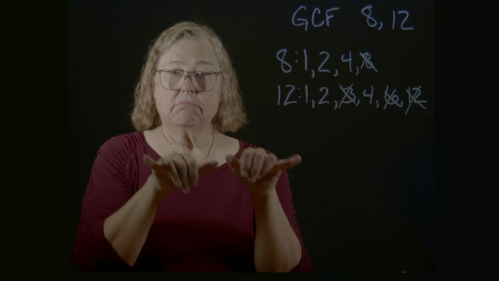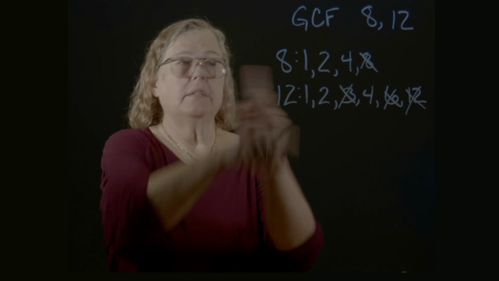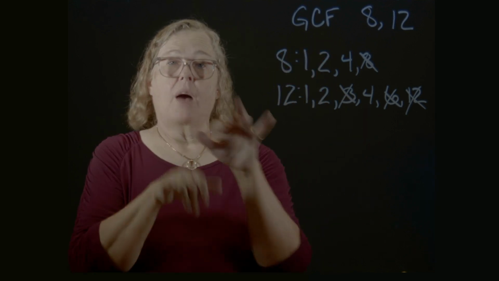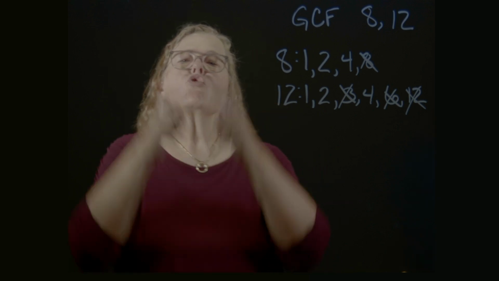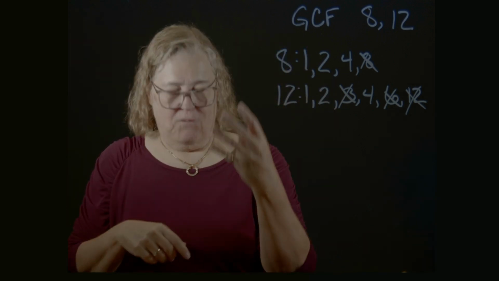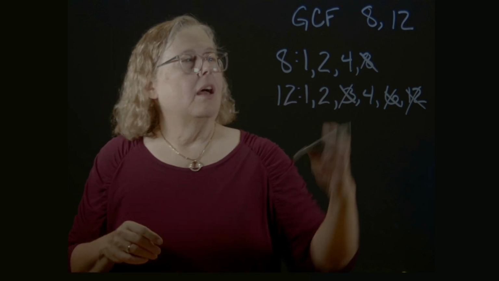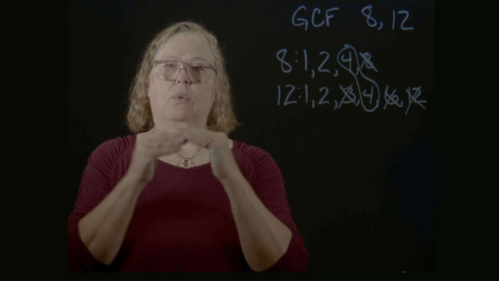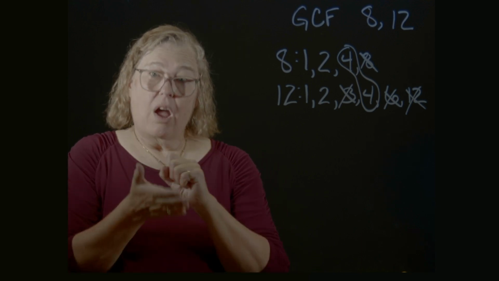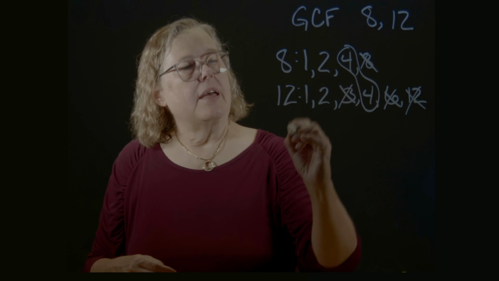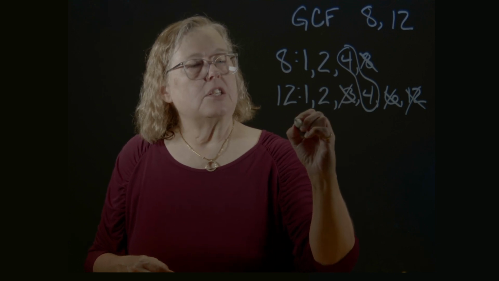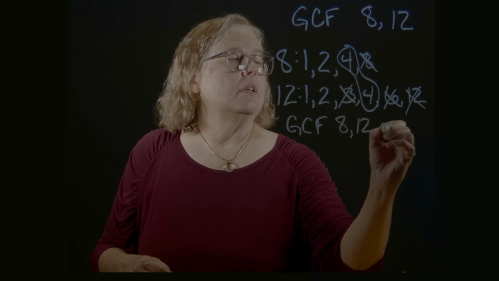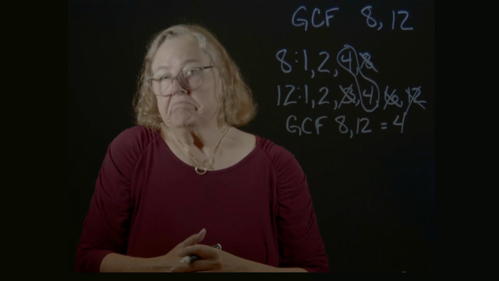So the common factors are which ones? 1, 2, and 4. Now we can look at these common factors and say, which one's the greatest? 4. Good job. It's the biggest number. So the GCF equals 4. And so we would write it. We could say the GCF of 8 and 12 equals 4. All right.